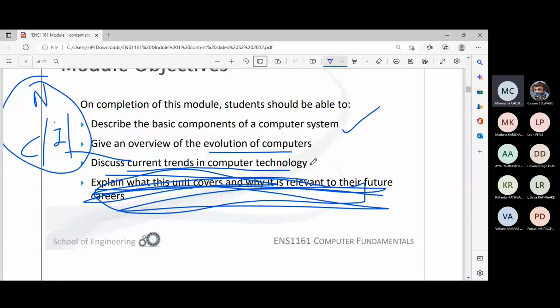But this one I'll keep for the future. So you will learn in modules 8, 9, 10 around. Most of the focus is on these trends, but I will give a very high-level overview of these trends. Evolution of computers, you will do by yourself.